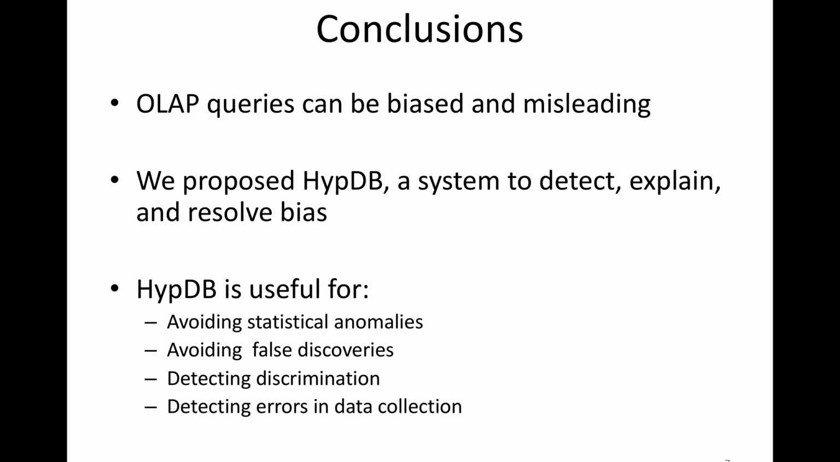OLAP queries can be biased and misleading for decision making. We propose HypDB, the first database system to detect, explain, and resolve bias from OLAP queries. We show with several examples in the paper that HypDB is useful for avoiding statistical anomalies such as Simpson's paradox, avoiding false discoveries, detecting discrimination and reasoning about algorithmic fairness, and finally, detecting errors in data collection.